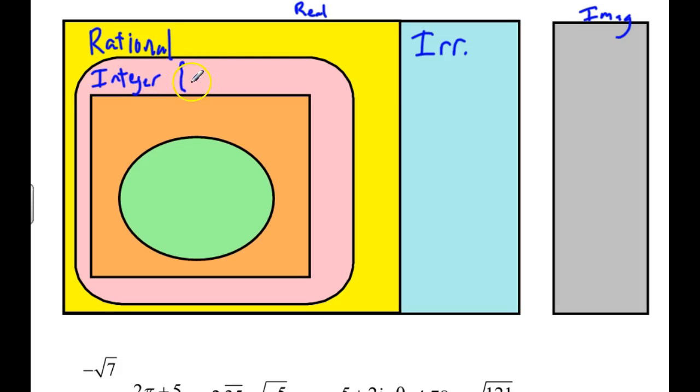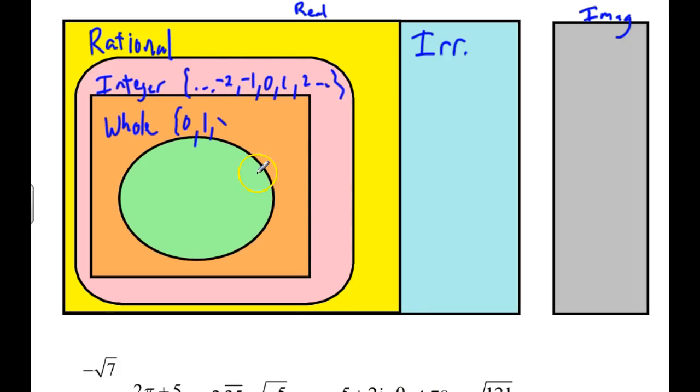Integers start counting, and they can be negative: -2, -1, 0, 1, 2, keep going. Whole numbers are a type of integer. Whole numbers start counting at 0, 1, 2, and so forth. And then natural numbers, or counting numbers, are an even smaller subset of whole numbers. That starts counting at 1 and 2 and 3 and so forth. Okay, so let's pick out a few numbers and put them here.